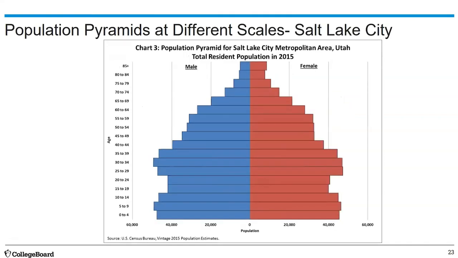We can look at the city scale. This is the Salt Lake City metropolitan area. You'll notice that it has a large cohort from 0 to 4, 5 to 9, on up to the 20s. This is a strong indicator of families with young children.